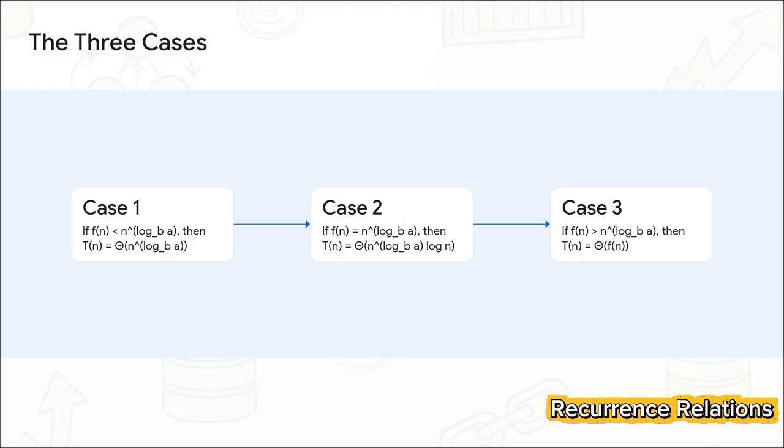Case 1 is when that n to the power of log base b of a term wins. It grows faster. This means the work is top-heavy, dominated by all the tiny problems at the very leaves of the tree. Case 2 is the balanced case, just like merge sort, where the work is spread evenly across all levels. And finally, case 3 is when the combining work, f of n, grows fastest. The work is bottom-heavy, dominated by the single big merge at the very root of the tree.